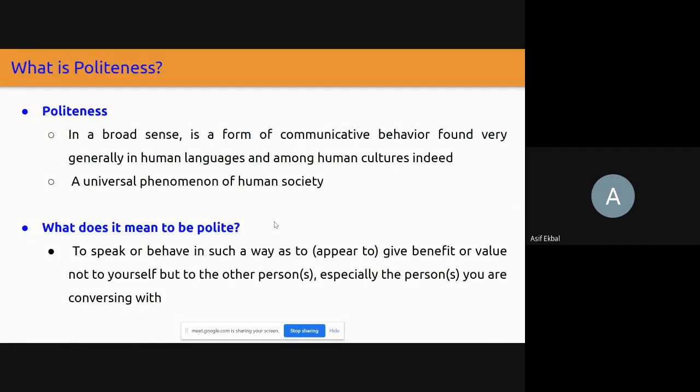So now there are some definitions of what is politeness. We can say that politeness in a broad sense is exhibited from the communicative behavior of a person in a day-to-day manner. And politeness is a universal phenomenon in human society, but it is not fixed. It varies from person to person, from culture to culture, from region to region, from country to country.